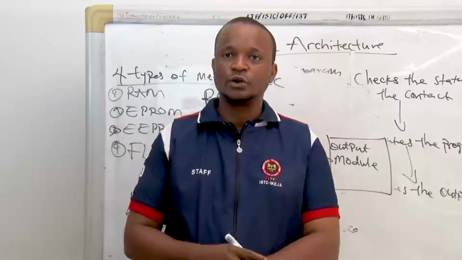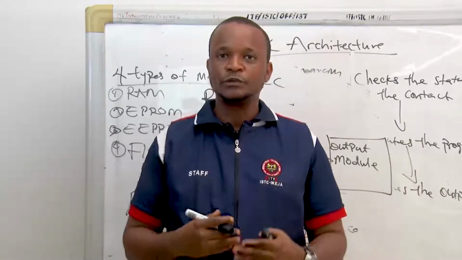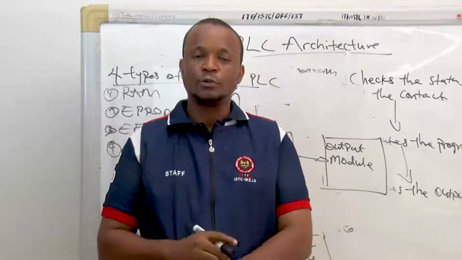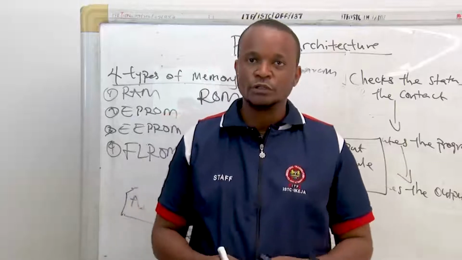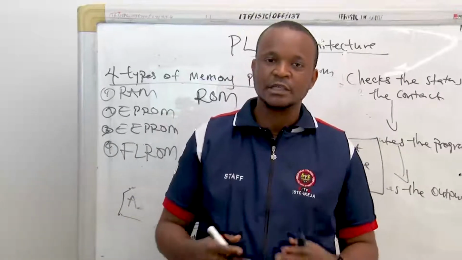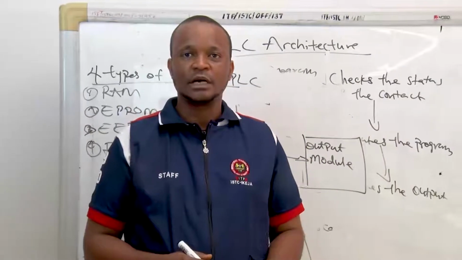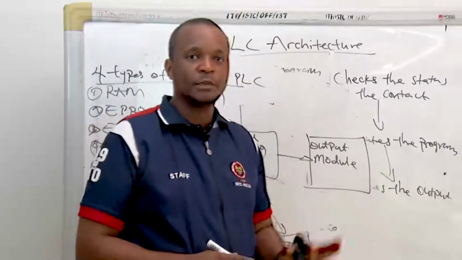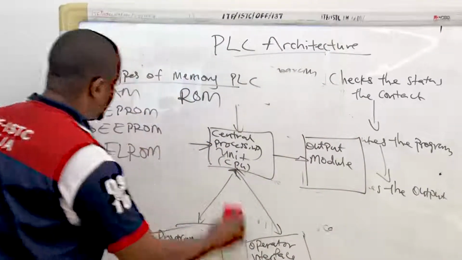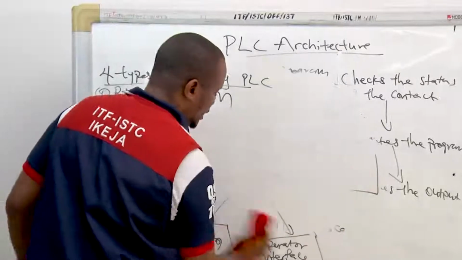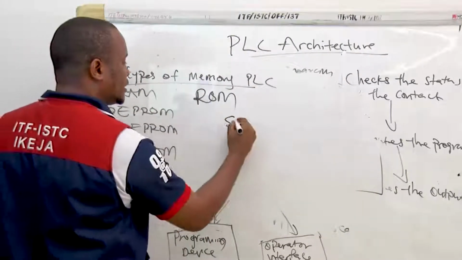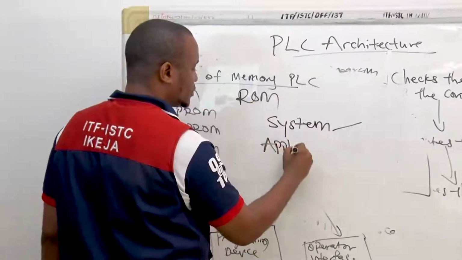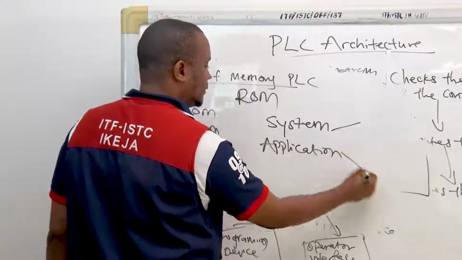The system memory also contains routines that implement the PLC instructions, the instruction set, which is composed of specific control functions such as logic, sequencing, timing, counting, and arithmetic functions. We also have the application memory. In other words, we have the system memory and the application memory. The system memory is basically for the manufacturer's information, and then we have the application memory.